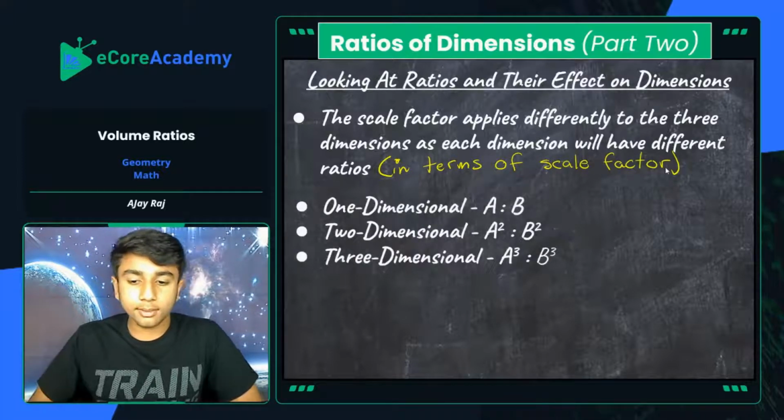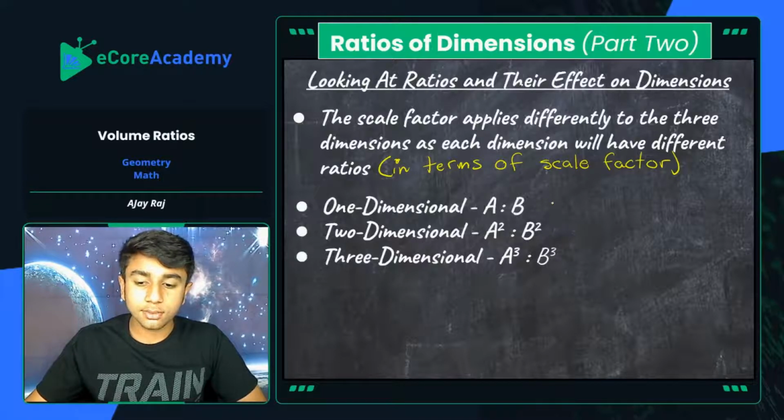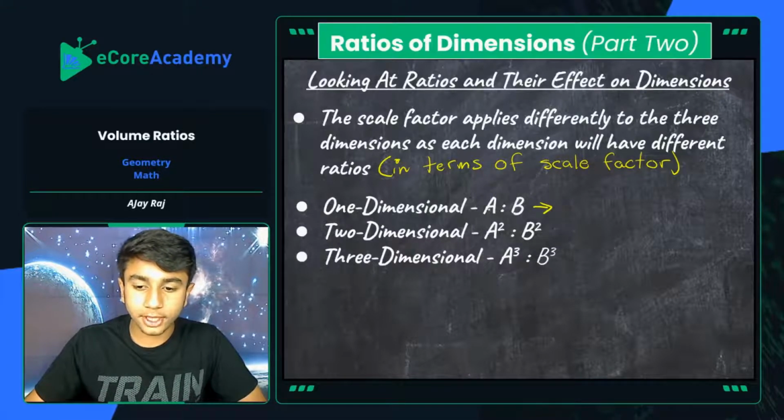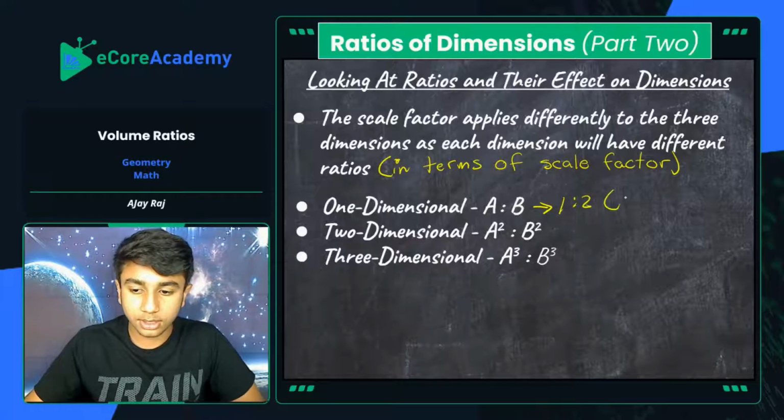So if we're looking at one-dimensional objects, it's going to be A to B. That's basically saying that our scale factor is just going to be A to B. Now, all that is our scale factor here. If you're thinking about it, it's basically a line. It's going to be line segments here, such as 1 to 2. And this is going to be length or perimeter.